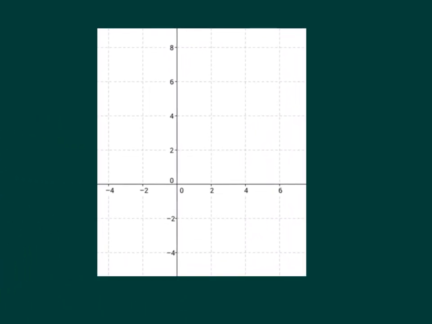So, starting off, we had the vertex, which is the point (1, 2). Then we had the point (2, 5) and the point (0, 5). Now we did have the point (3, 14) and (-1, 14).